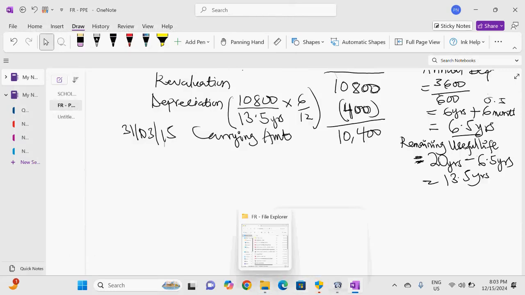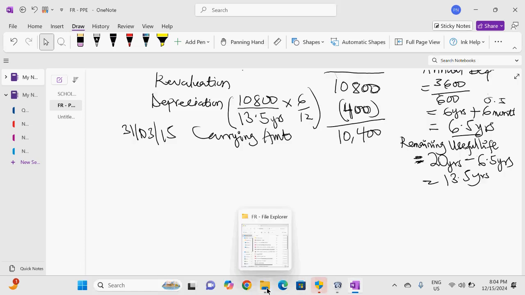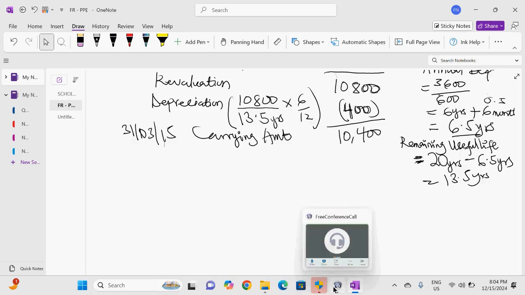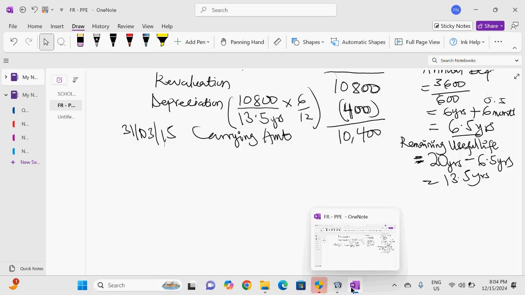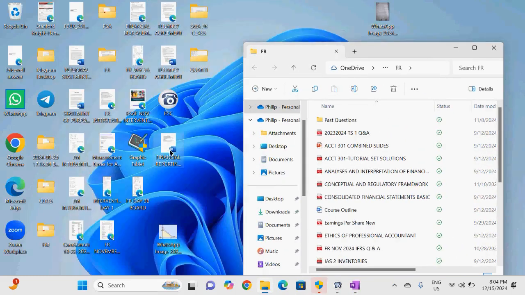Did you talk about excess depreciation? In the question, no. Not in the question, but then generally when we were talking about it.